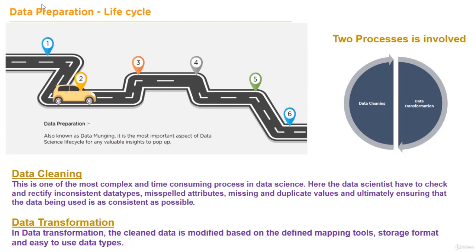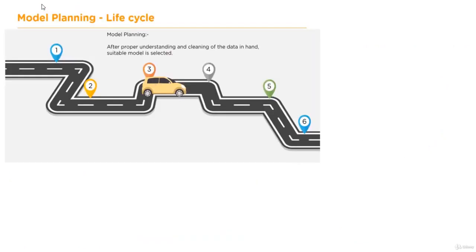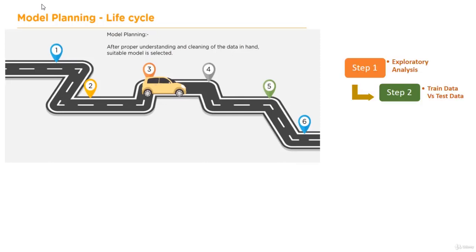After this, the data scientists proceed to the step of model planning. In model planning, it also involves 2 steps. The first step is exploratory analysis and training versus test data. Here, it usually involves a proper understanding of the clean data so that you can build a well and efficient model based on this data.